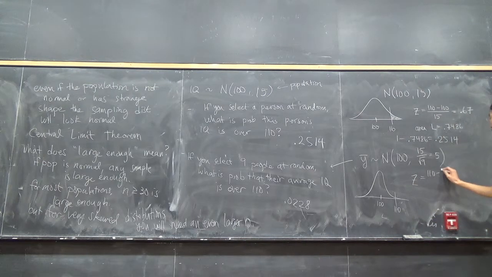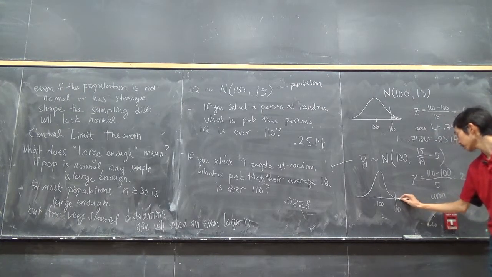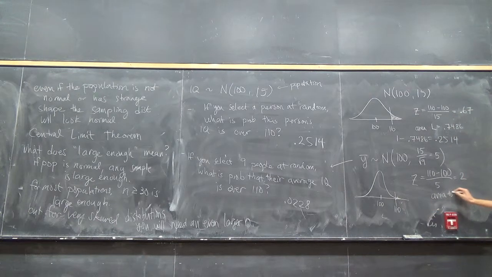z is 110 minus 100, divided by the standard deviation of 5. I now get a z-score of 2. Again, I can look up the area to the left of 2, or the area to the left of negative 2, and I get the area over here. The area to the right of 2 is equal to 0.0228.